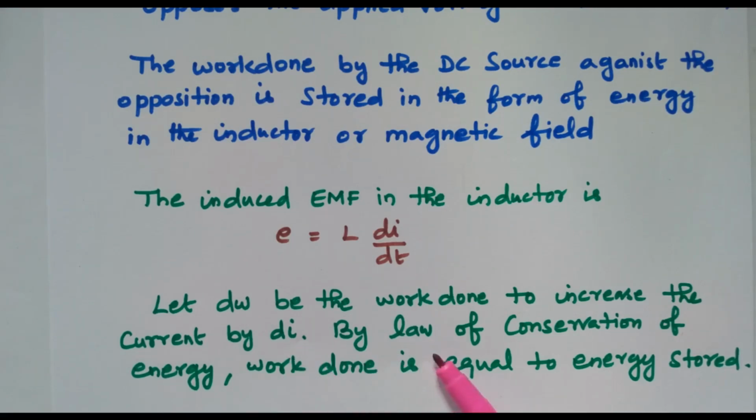So by the law of conservation of energy, work done is equal to the energy stored. This work done is nothing but energy stored. Both are equal, right? So this is the EMF induced. The energy stored is what is needed to increase the current by the di value, and that is equal to the work done. Now we'll see what the work done is.